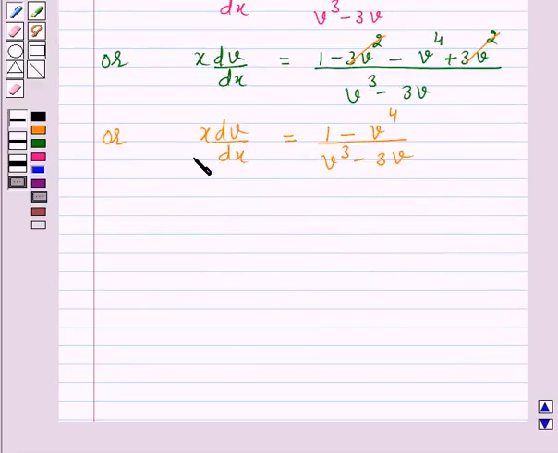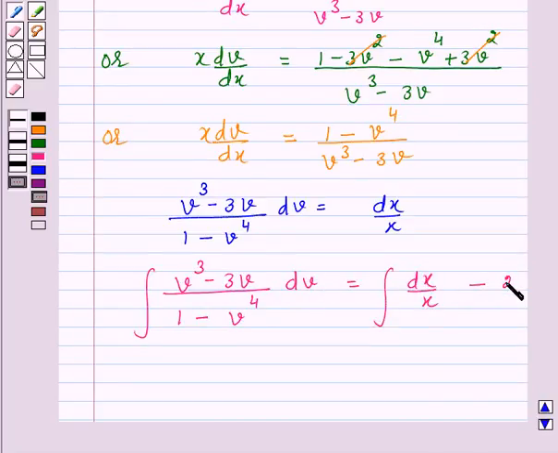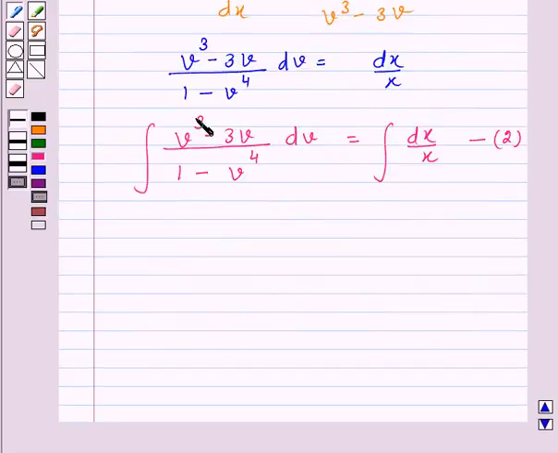Now, on separating the variables, we have (v³ − 3v)/(1 − v⁴) dv = dx/x. Now, integrating both sides, we have the integral of (v³ − 3v)/(1 − v⁴) dv = the integral of dx/x. Let us give this equation as number 2. Now we will solve the integral on the left hand side by using partial fractions.